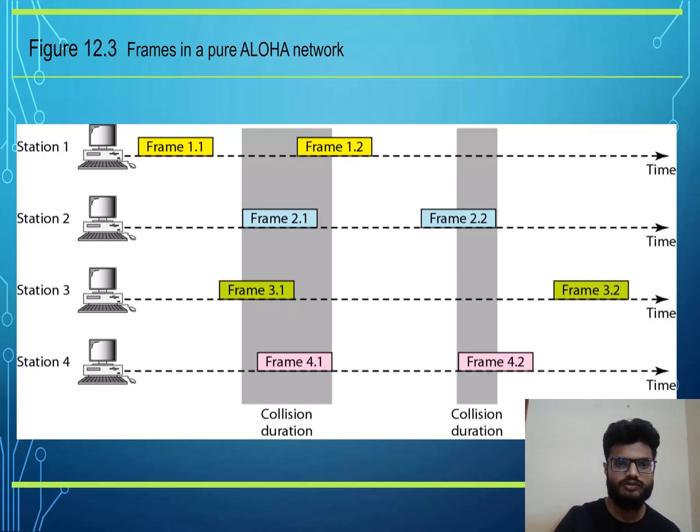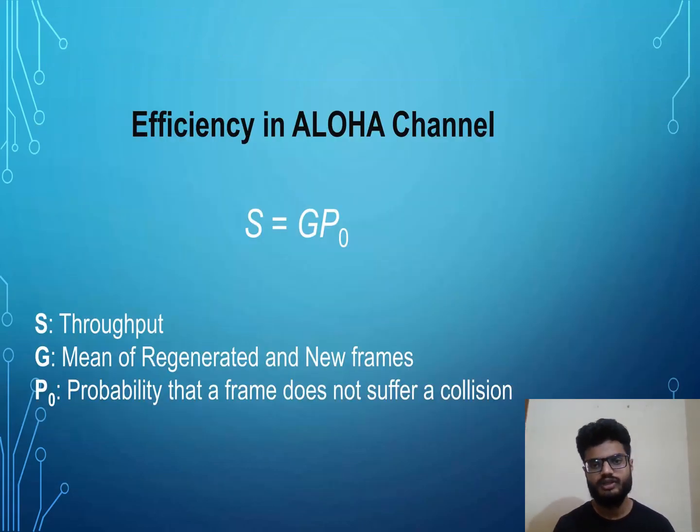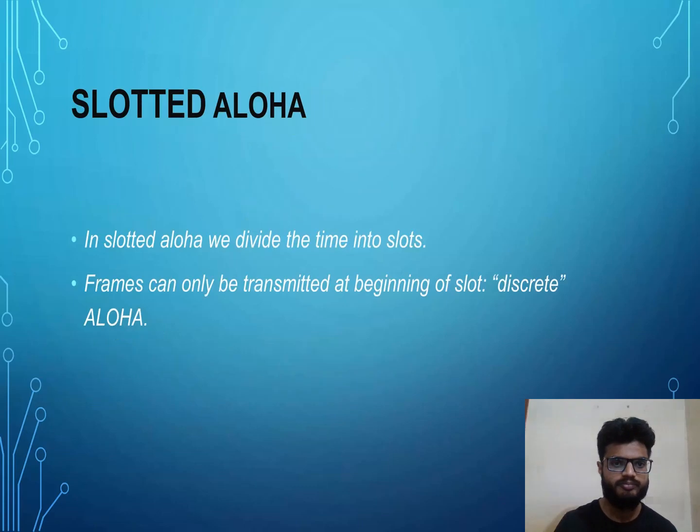So the collisions in the first frame: 1.2, 2.1 and 3.1, all these are in the collision durations, but 1.1 and 3.2 are not in the collision range. So using this formula, we can calculate the efficiency of our Aloha channel, where S is equal to G into P naught, where S is the throughput and G is the mean of regenerated and new frames, and P0 is the probability that the frame does not suffer a collision.